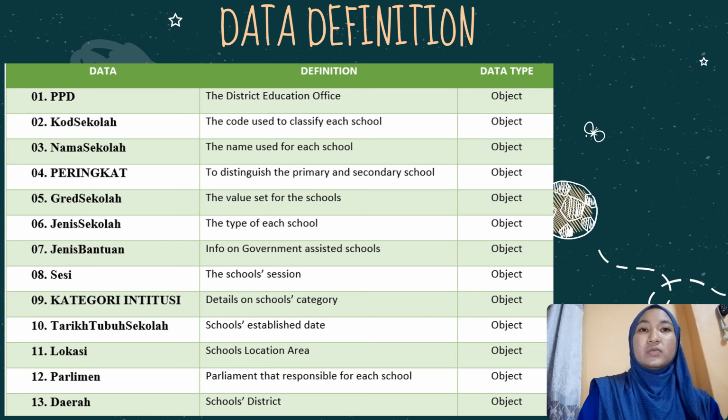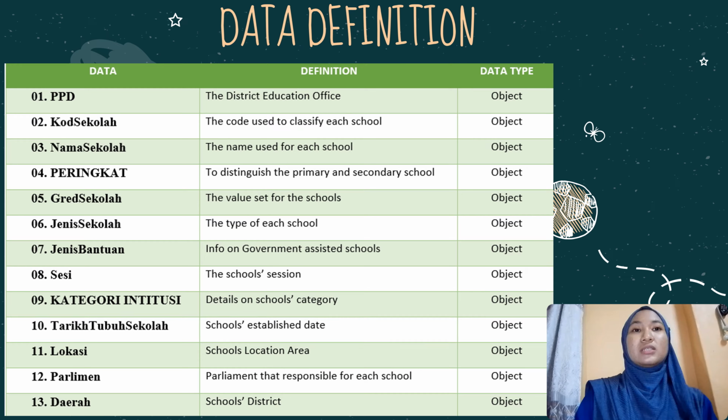details on school category. Tarikh tubuh sekolah, the school's established date. Lokasi, the school's location area. Parlimen, the parliament that is responsible for each school. Number 13, daerah, the school's district. For all of these data columns, the data type is object.